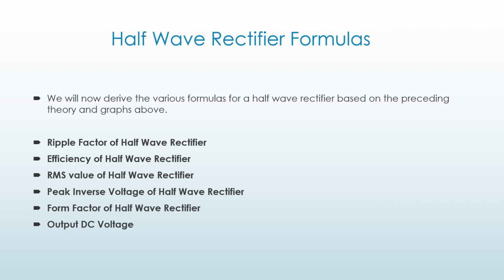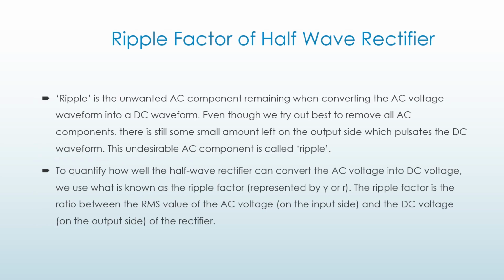Half-wave rectifier formulas. We will now derive the various formulas for a half-wave rectifier based on the preceding theory and graphs above. Ripple factor of half-wave rectifier. Efficiency of half-wave rectifier. RMS value of the half-wave rectifier. Peak inverse voltage of half-wave rectifier. Form factor of half-wave rectifier and output DC voltage.